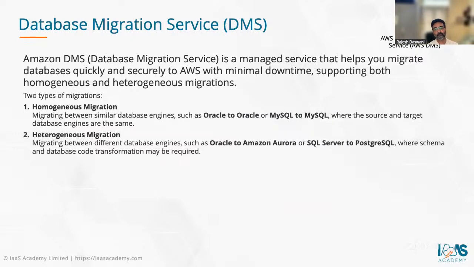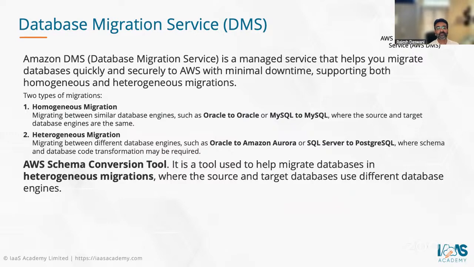Heterogeneous is where you are making a change in the engine. So you're changing from one engine to another, Oracle to Aurora, or SQL Server to PostgreSQL. That's where the schema needs to be altered as well, because the schemas across these database engines are different. And so the schema and the database code transformation may be required. For that, you would need something called the AWS Schema Conversion Tool, or SCT. It's a tool to help migrate databases in heterogeneous migrations. So you use the tool to first convert the schema from one engine to another, and then you perform the actual migration using DMS.